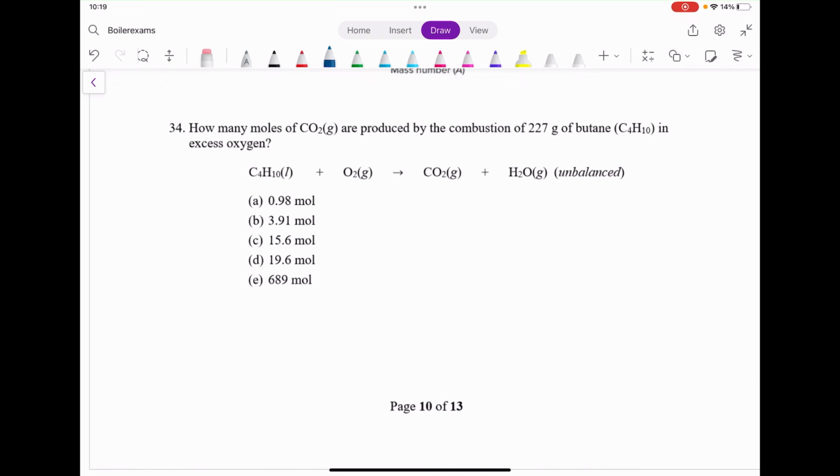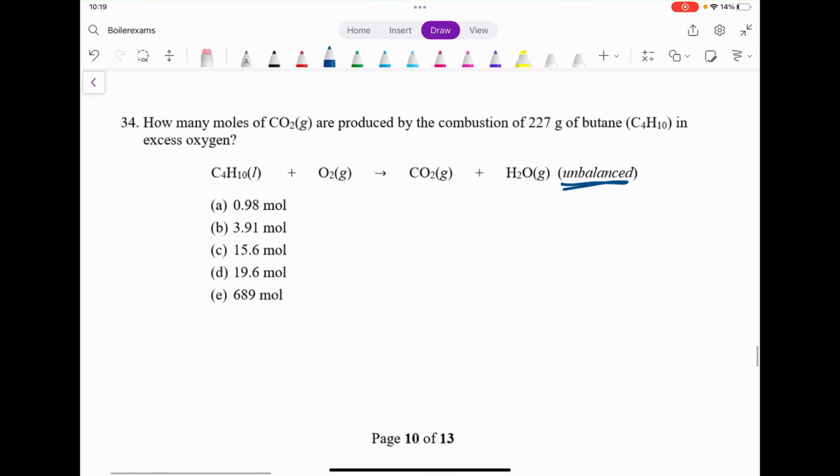34, okay, we're getting into, what is this, limiting reagent problems? 34, how many moles of carbon dioxide are produced by the combustion of 227 grams of butane in excess oxygen? Not a limiting reagent problem because we have excess oxygen. This one is going to be, do you know stoich? Let's see. Oh, and they tell us, look, it's unbalanced. Okay, let's balance this first.